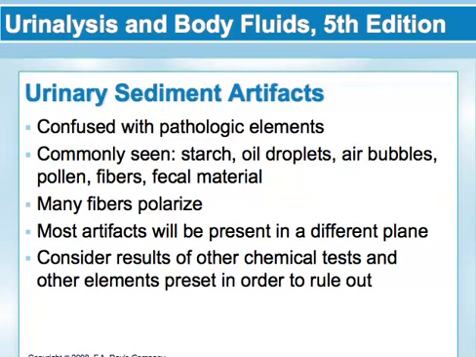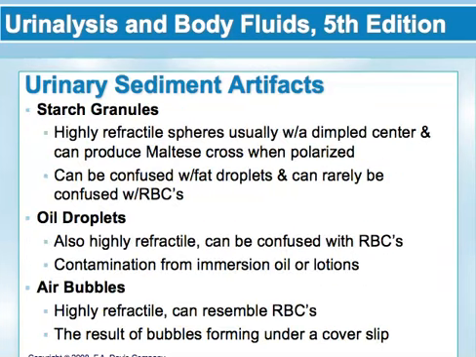And then finally, we're going to look at some artifacts that can be seen. These elements can be confused with actual clinically significant elements, so it's important to know how to tell them apart. The most frequently seen artifacts are starch, oil droplets, air bubbles, pollen granules, fibers, and fecal material. Most are going to be highly refractile and will most of the time be in a different plane on the microscope than the actual urinary constituents.